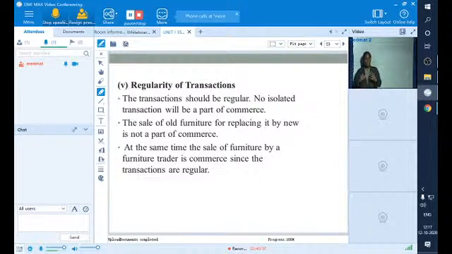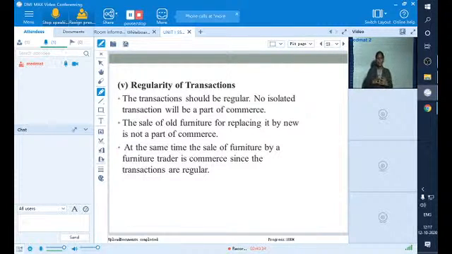But what is the abnormal thing here? The abnormal thing is one customer is coming and asking to replace the old furniture. So that is the different thing. So in commerce, the transaction is regular. We need to give the transaction on a regular basis. So transaction should be regular. No isolated transactions will be a part of commerce.